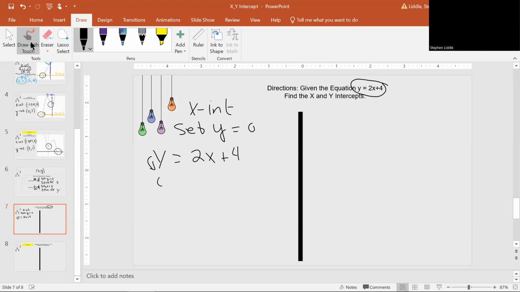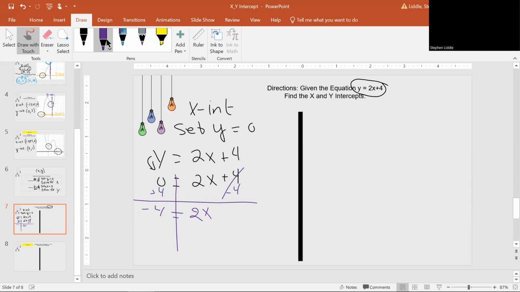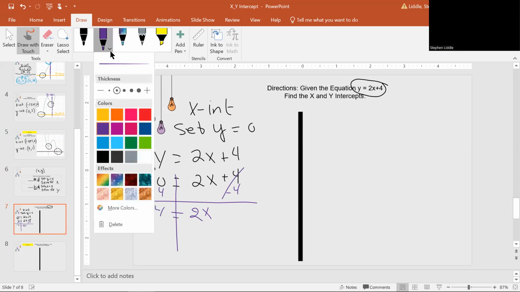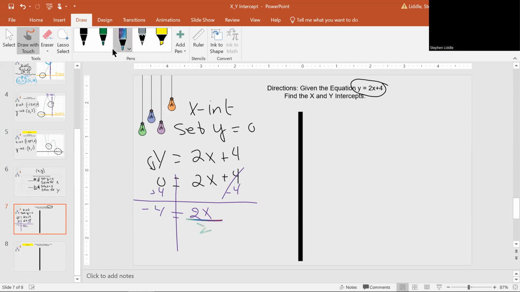So I have this equation, y equals 2x plus 4. My y turns into 0. So that's 0 equals 2x plus 4. And then I'm going to solve. Subtract 4 from both sides. I get 2x equals negative 4. Then I will divide by 2. These cancel. So x equals negative 2.